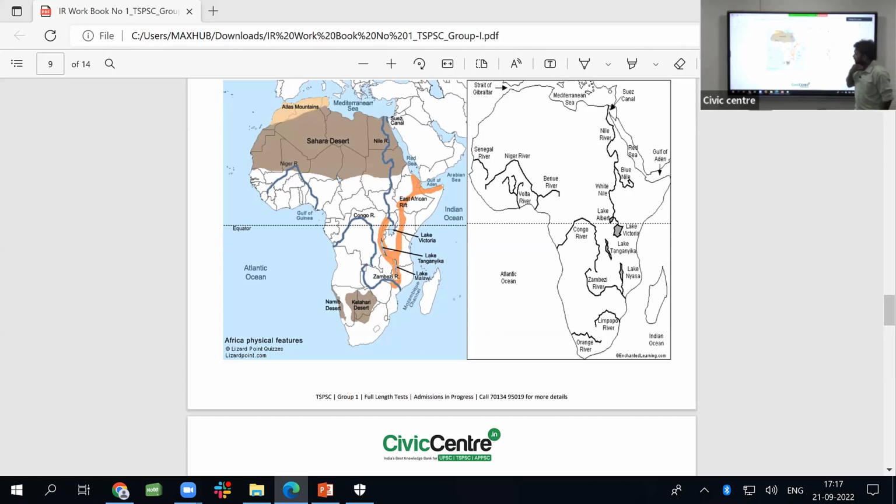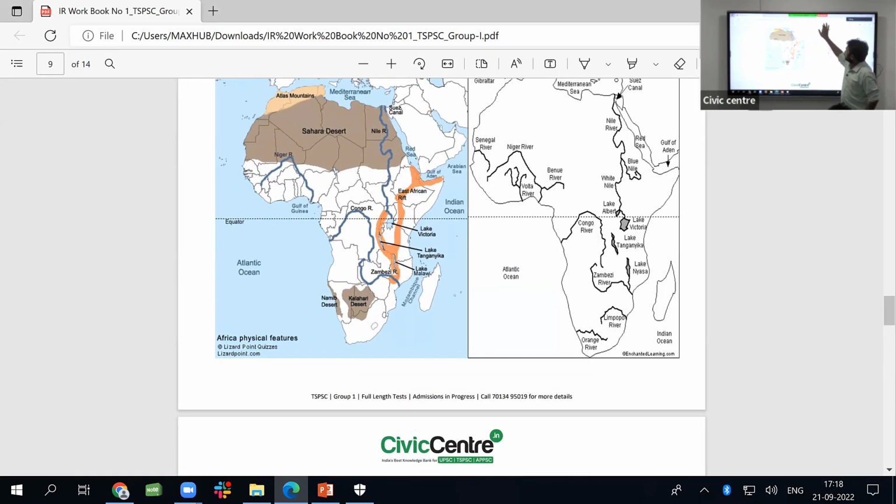Look at the East African Rift Valley, which starts from your Tanganyika. Can you see, brew coffee? Burundi, Rwanda, Uganda. So this is known as the Rift Valley. It starts from Tanganyika, like this, up to the Dead Sea. This is known as the Rift Valley.